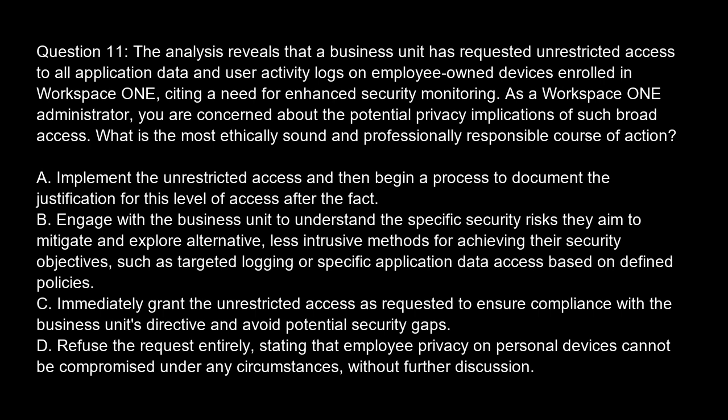Option A. Implement the unrestricted access and then begin a process to document the justification for this level of access after the fact. Option B. Engage with the business unit to understand the specific security risks they aim to mitigate and explore alternative, less intrusive methods for achieving their security objectives, such as targeted logging or specific application data access based on defined policies.